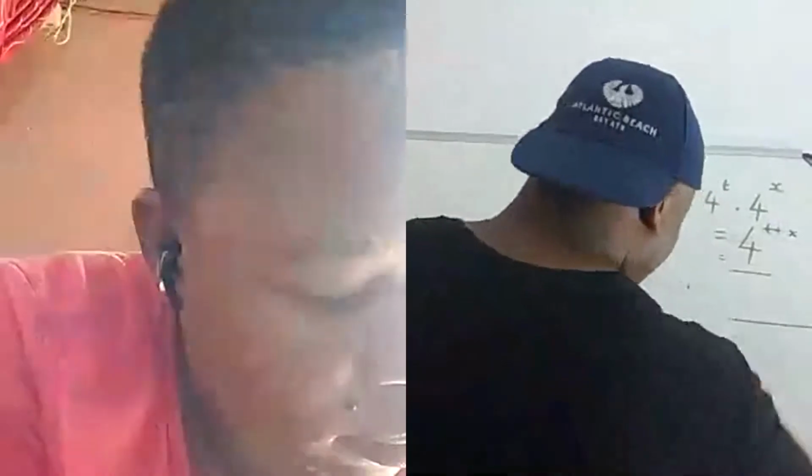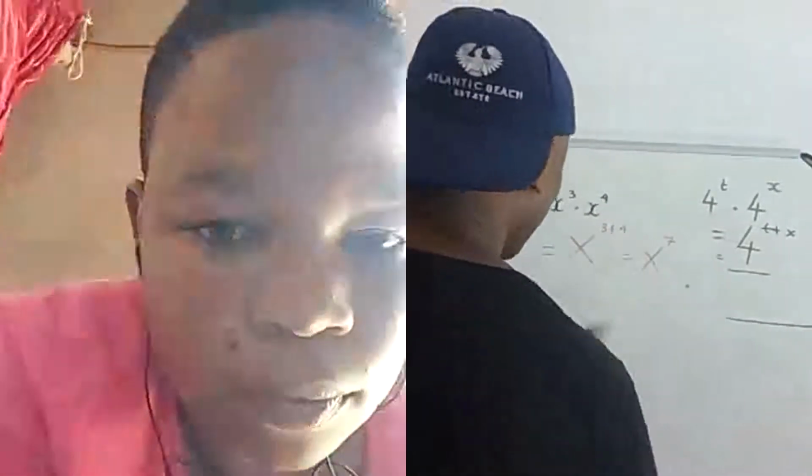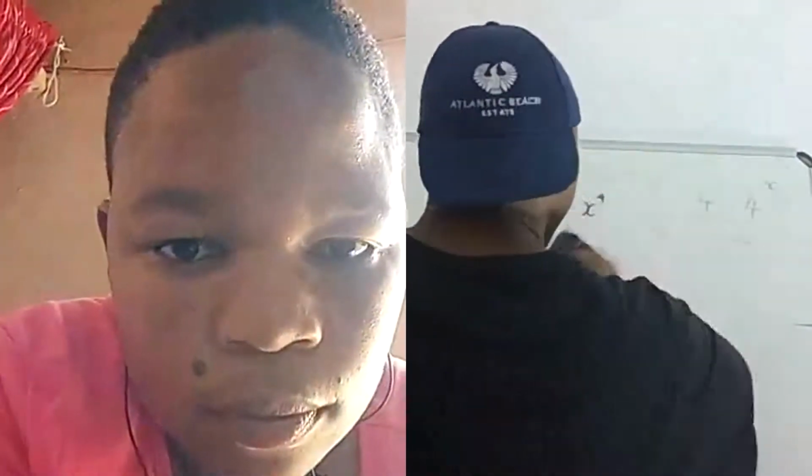Okay, so now let's take more examples. From the exponential rule, when the bases are the same, what do we do? We add the power. What do you do if the bases are the same? Add the power. Yes, if the bases are the same, we add the power.